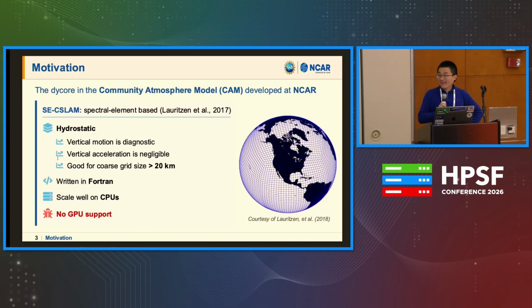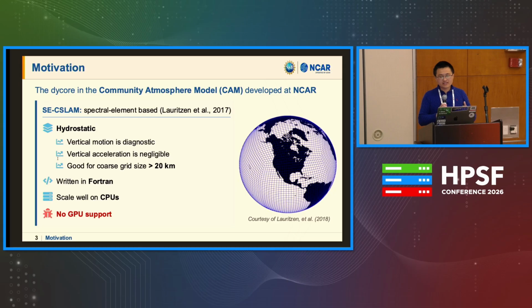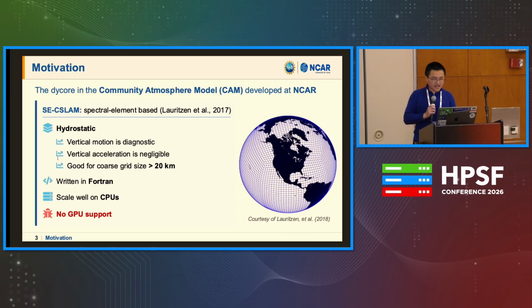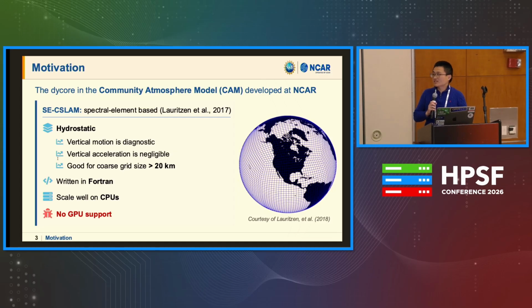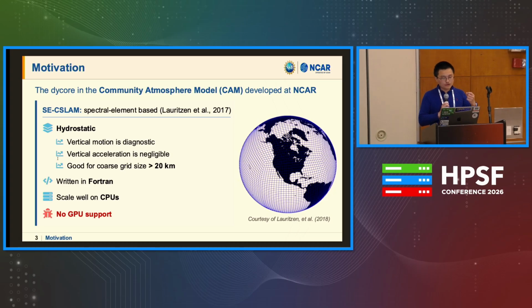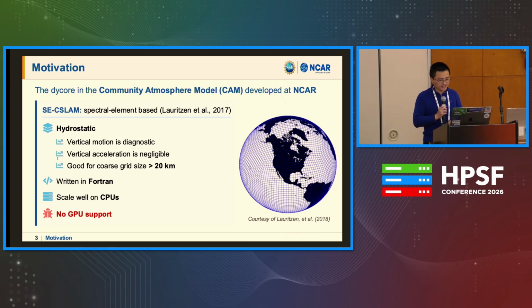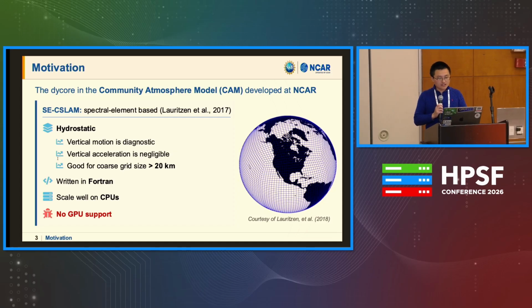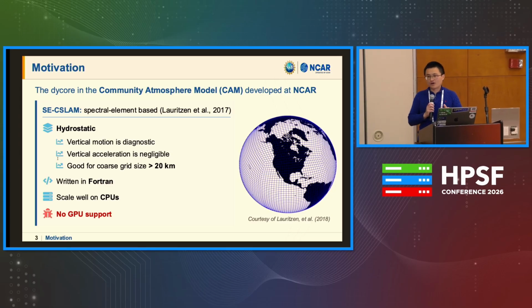So the dycore developed at NCAR in our community atmospheric model is called CESM. It is a spectral element-based method. It is hydrostatic. When I say hydrostatic, I mean when we solve the equations, we ignore the vertical motion and acceleration calculations. Because of these assumptions, this dycore is typically thought good for simulation with coarse grid size that is larger than 20 kilometers globally. This code has been written for decades in Fortran. It scales really well on CPU based on our tests. And as you can see, at this moment there's no GPU support for this dycore.